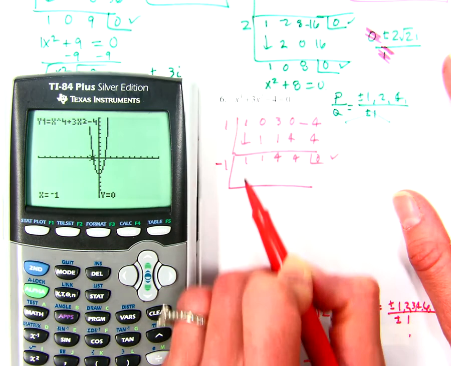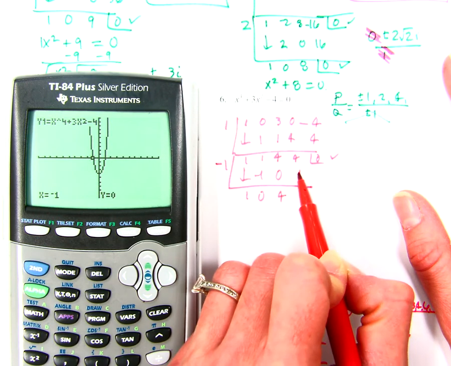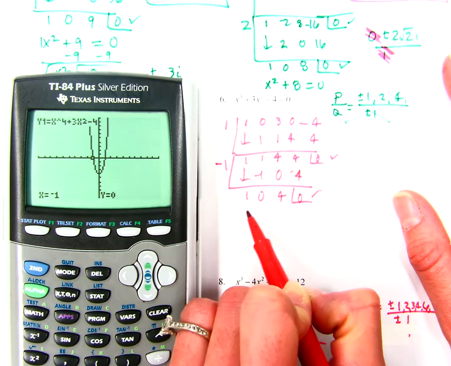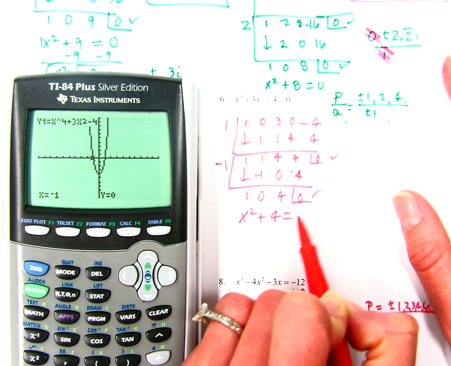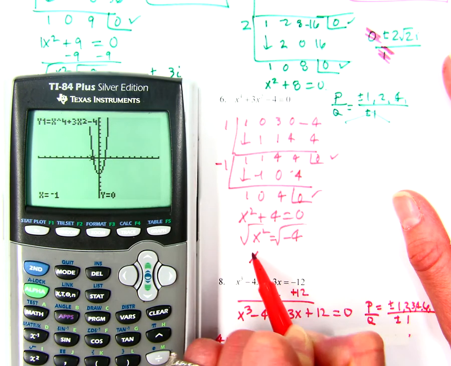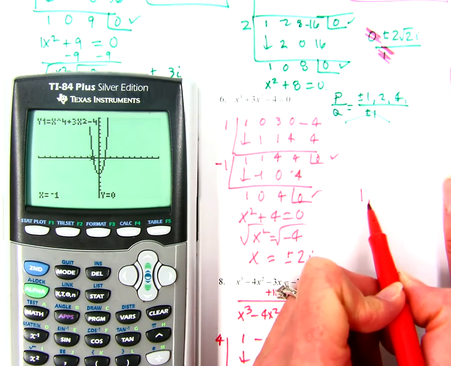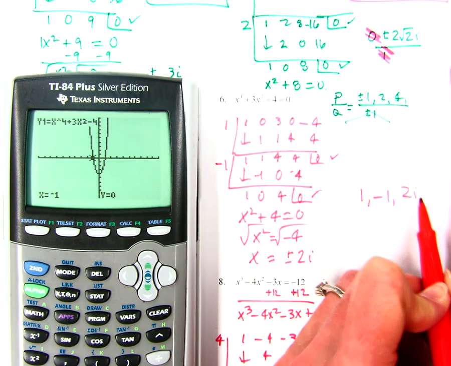okay, I get 0 as a remainder, and I do it one more time. 0 as a remainder, so I have x squared plus 4 equals 0. And if I subtract 4, I get negative 4, and if I take the square root of negative 4, I get plus or minus 2i. So my solutions are 1, negative 1, 2i, and negative 2i.